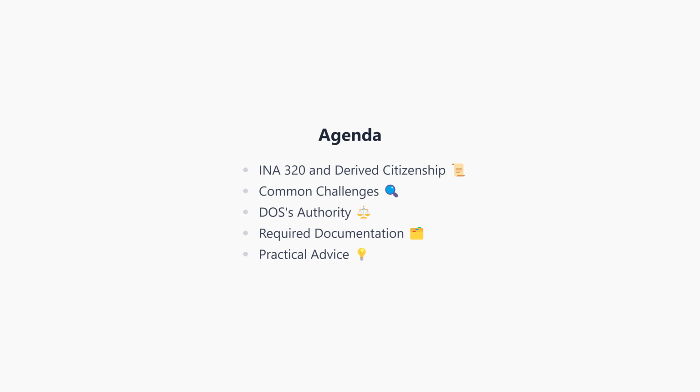We'll start by understanding the law under INA 320 and what derived citizenship entails. Next, we'll talk about the common challenges applicants face and the authority of the Department of State. We'll cover the specific documentation you need to gather and close with practical advice to smooth your application process.